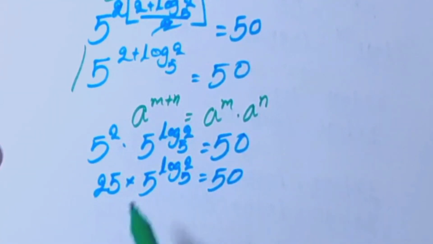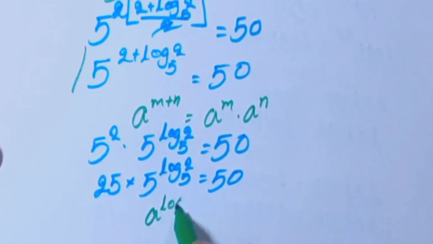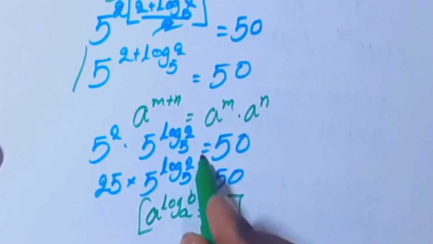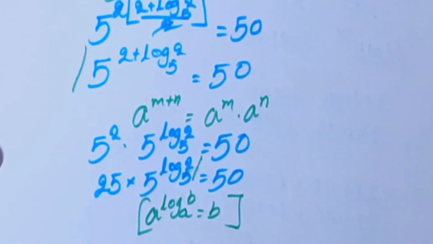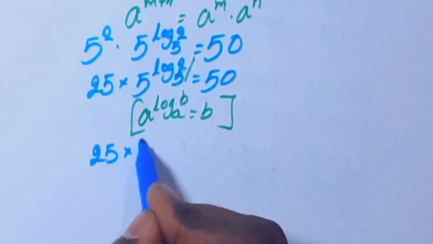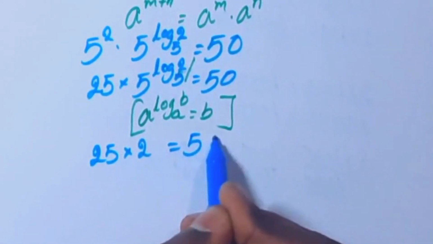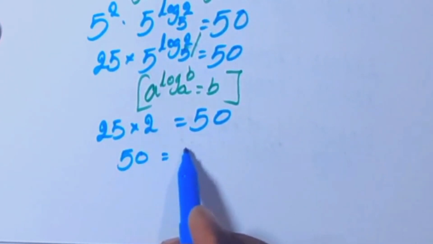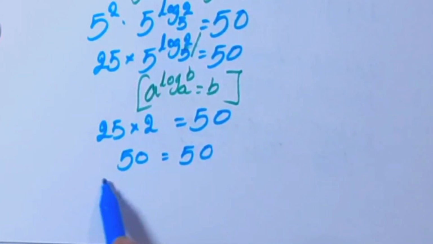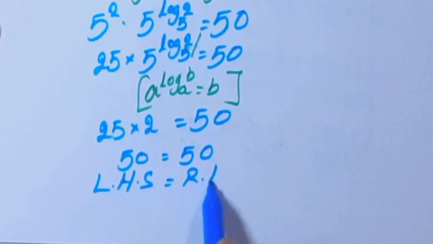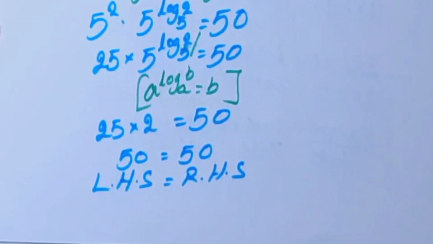We know this a power log b base a equal to b. This formula we are going to apply here. So we'll get 25 times this 2 equal to 50. So 50 equal to 50. So LHS equal to RHS. That is verified.